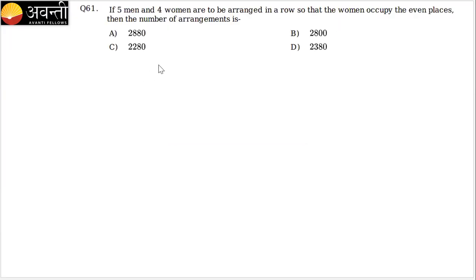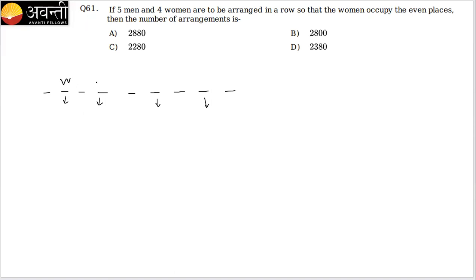The first question is this: if 5 men and 4 women are arranged in a row so that women occupy even places. So that means total there are 9 people. 1, 2, 3, 4, 5, 6, 7, 8, 9. Now, even positions are 2, 4, 6, and 8. Total there are 9 people, out of which even positions are 2, 4, 6, and 8.